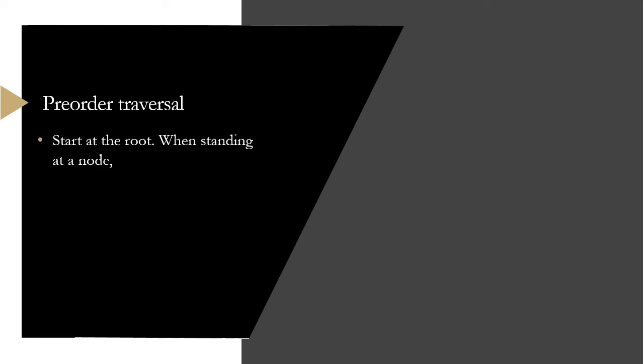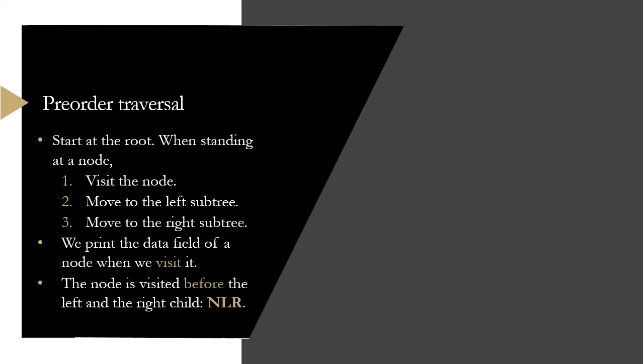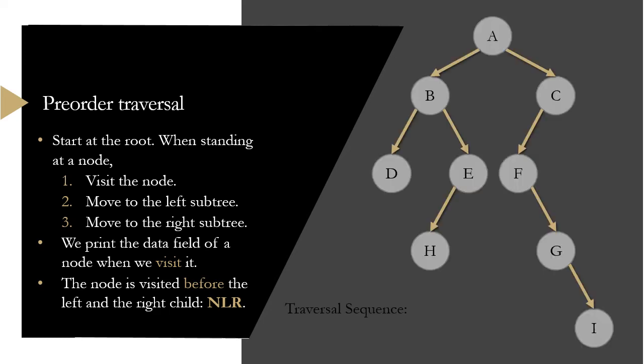Pre-order traversal. Start at the root. When standing at a node: 1. Visit the node. 2. Move to the left subtree. 3. Move to the right subtree. Again, we print the data field of a node when we visit it. The node is visited before the left and the right child. The acronym that we use for this traversal is NLR, or node left right.